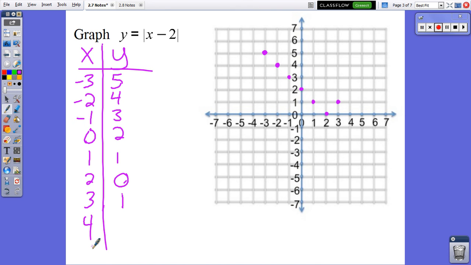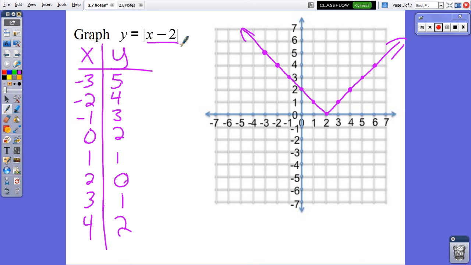Well, 4 minus 2 is 2. Absolute value of 2 is 2, so that's the point 4, 2 right here. And we could keep going. We would get 5, 3 and 6, 4. You're welcome to check all those if you would like. But basically what's going to happen is we still have this exact same V, but it's shifted over to the right.